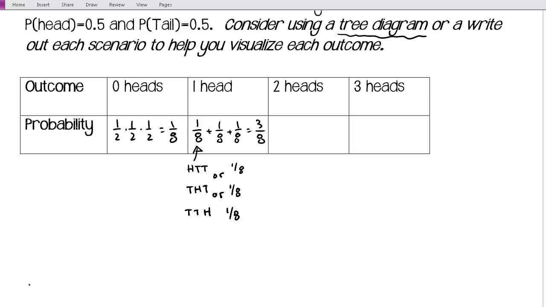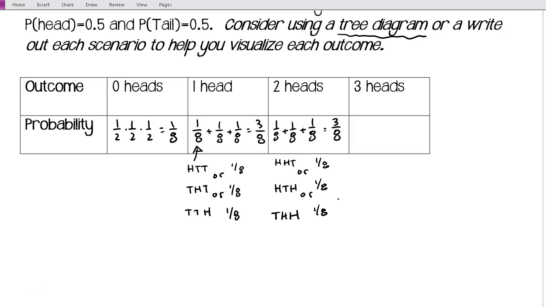Okay, and then the probability of getting two heads is going to be 1/8 plus 1/8 plus 1/8, or 3/8. Again, our different possibilities could be heads, heads, tails, or heads, tails, heads, or tails, heads, heads. And again, the probability of each of these is 1/8. If you have questions about that, make sure you ask me.